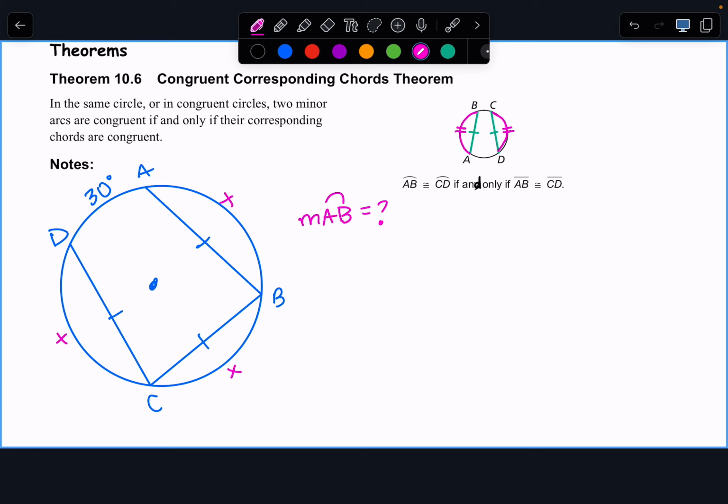Okay. So I know that the three unknown equal arcs plus 30 need to add up to 360. So 3x is 330, which means x is 110. Because of theorem 10.6.